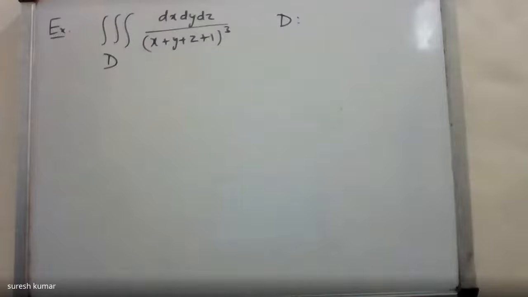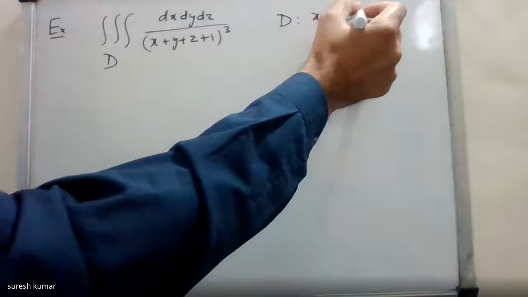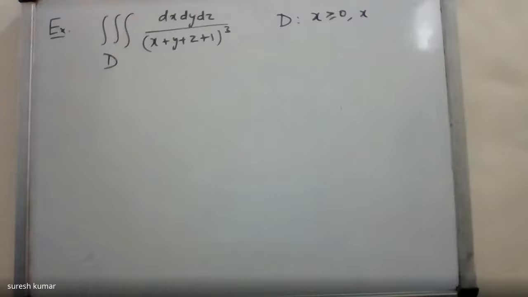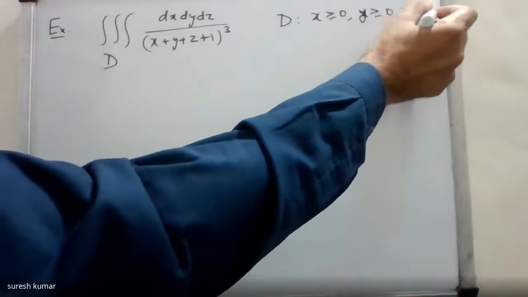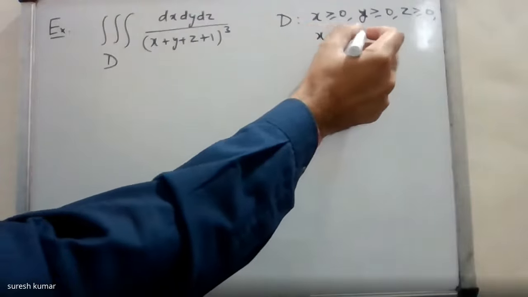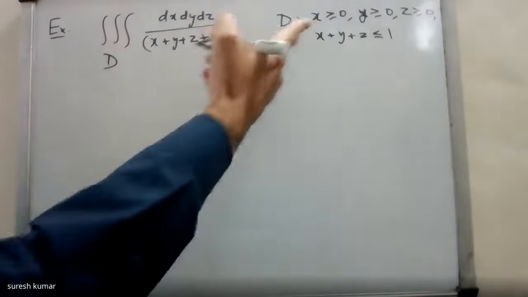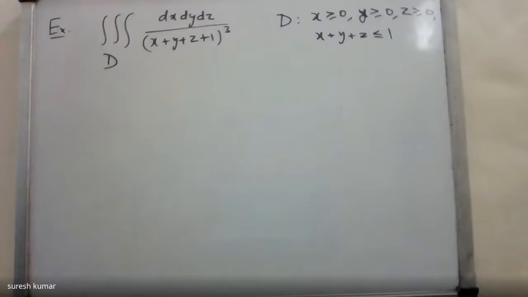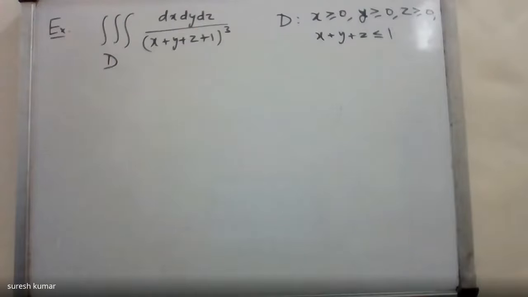where D is the 3D region bounded by x greater than or equal to 0, y greater than or equal to 0, z greater than or equal to 0, and x plus y plus z less than or equal to 1. D is the region given by these four inequalities. What does it mean? It is the region bounded by x equal to 0, y equal to 0, z equal to 0, and the plane x plus y plus z equal to 1.